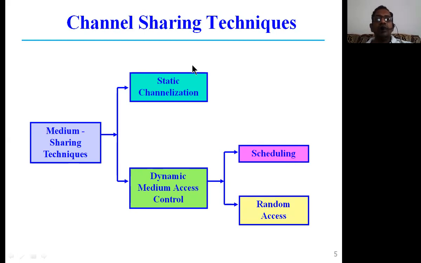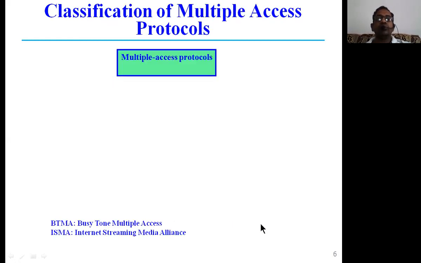So here we are not going to bother much about static channelization. We bother about the dynamic medium access control protocols for real-time applications. Here we have two types in this: scheduling and random access protocols.